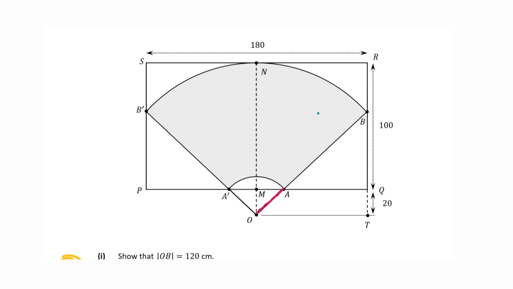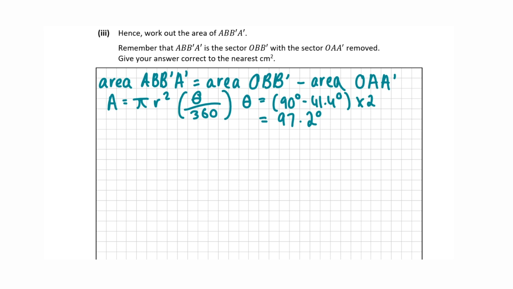this length here. So when we draw a line down, this is going to be a right angle triangle. And so we're looking for this here. We know this angle from the previous part of the question to be 41.4. And then we also know the length of this side, you can see, is going to be 20. So now we can use trigonometry to find out the length of the radius. So we're going to be using sine for this part of the question.